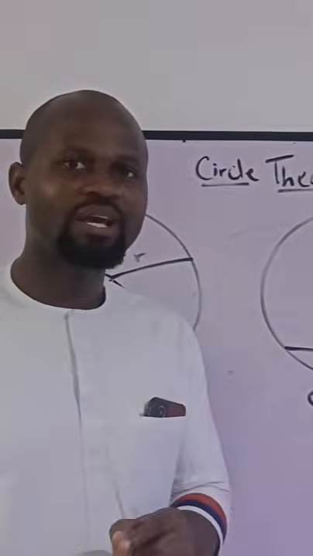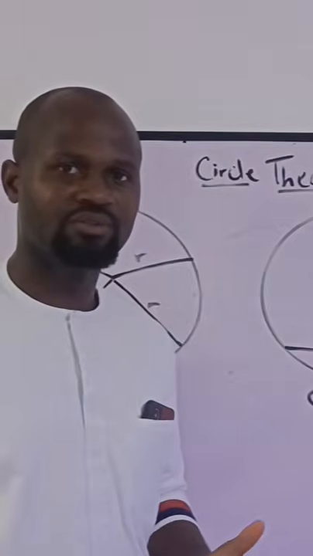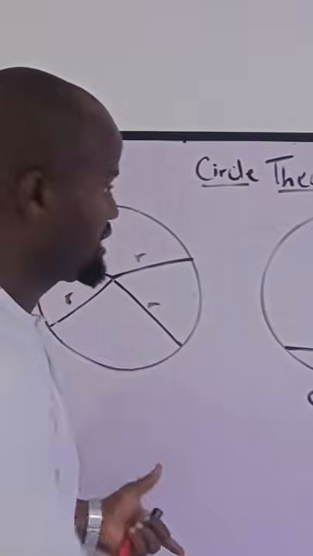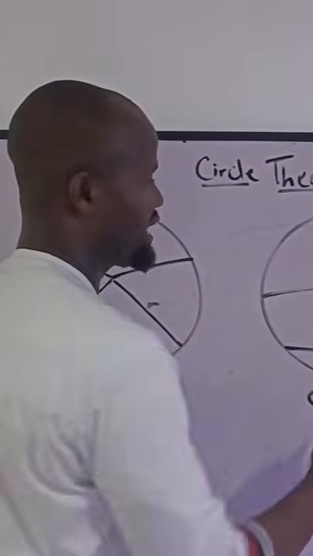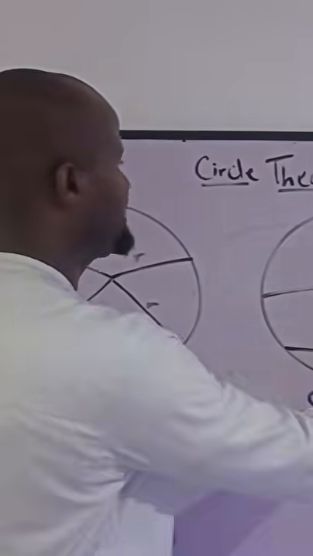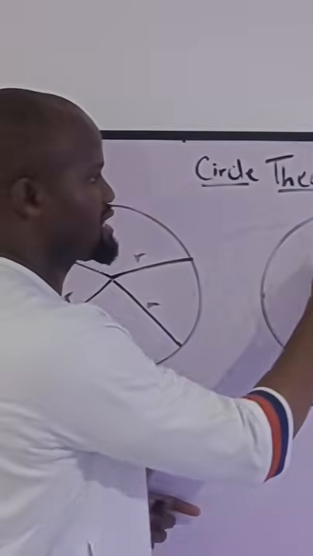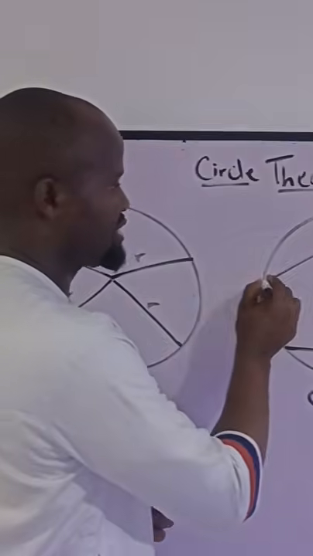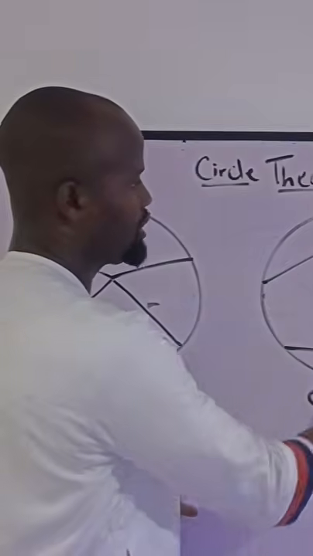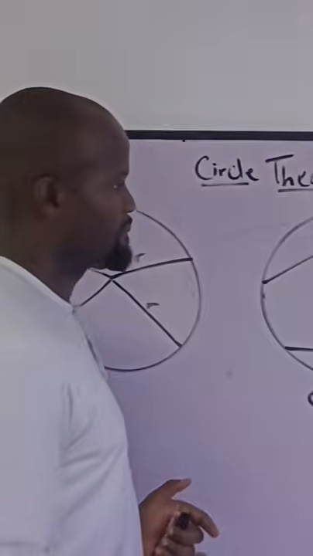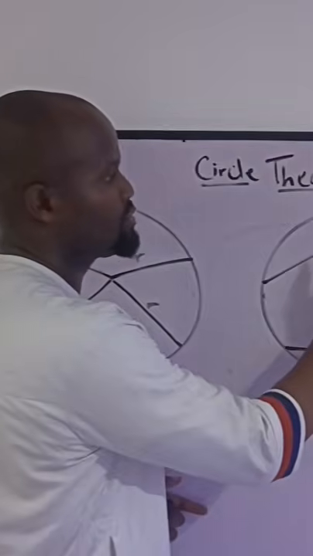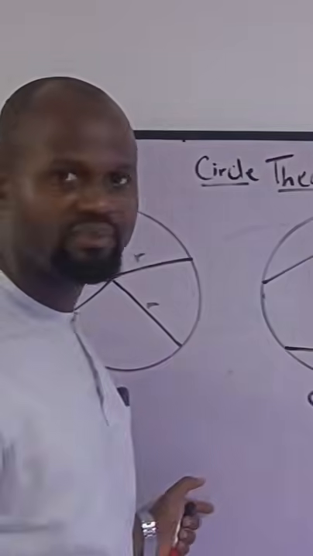Now, the longest chord in a circle is the diameter because the diameter cuts across half of the circle, all right? But basically, any line that starts from one part and touches another part is called a chord, okay? Now, why are chords important? Chords can actually divide a circle into two segments.